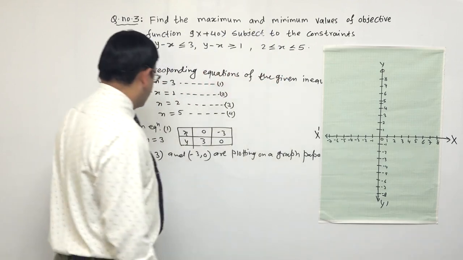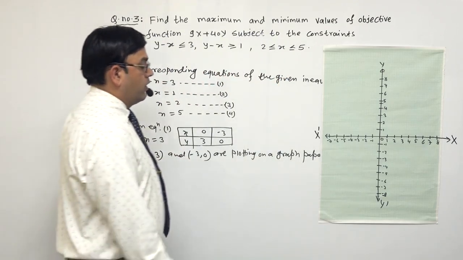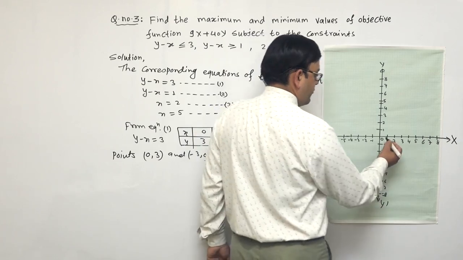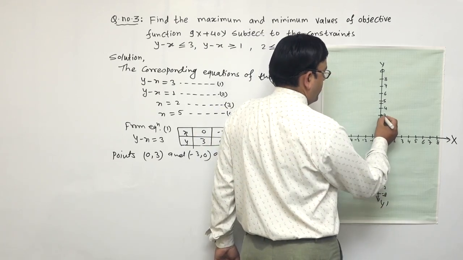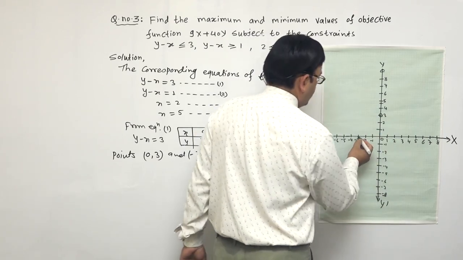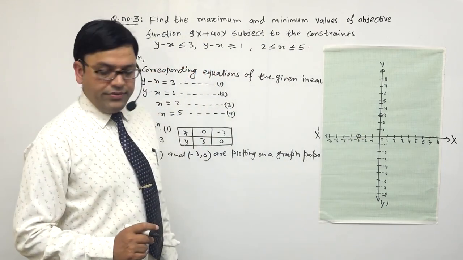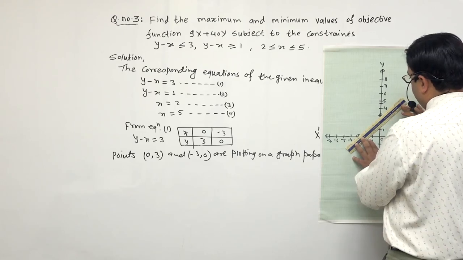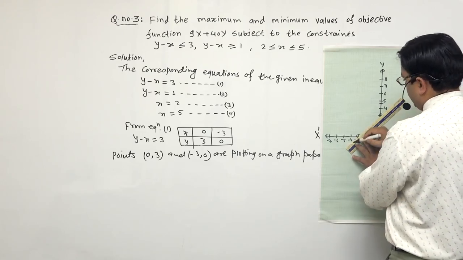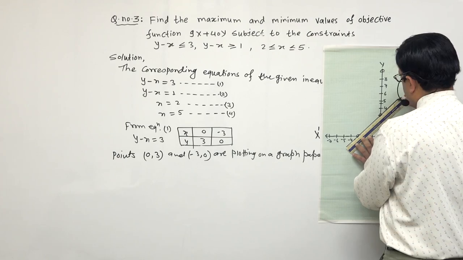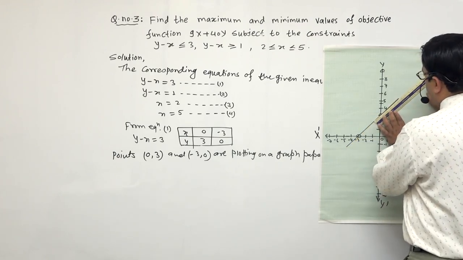Now let us plot these points (0, 3) and (minus 3, 0). (0, 3) is this point, and then (minus 3, 0) is this point. So let us join these 2 points. Students, see, we are joining these points like this. Let's produce this line.